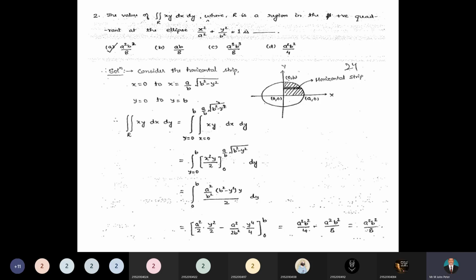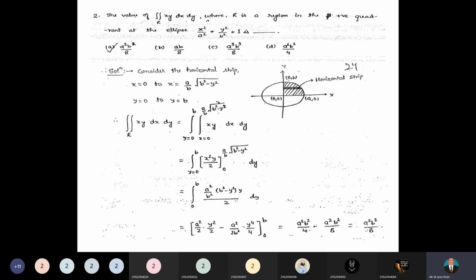The value of the double integral of xy dx dy, where R is the region in the positive quadrant of the ellipse x square by a square plus y square by b square equal to 1, is. Four options are given: a) a square b square by 8, b) ab by 8, c) a cube b cube by 8, and d) a square b square by 4. So it is a double integration over the first quadrant of the ellipse x square by a square plus y square by b square equal to 1.